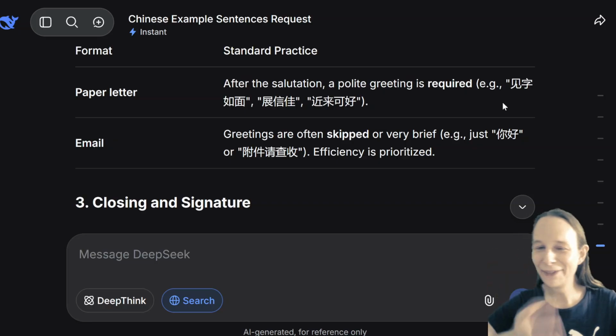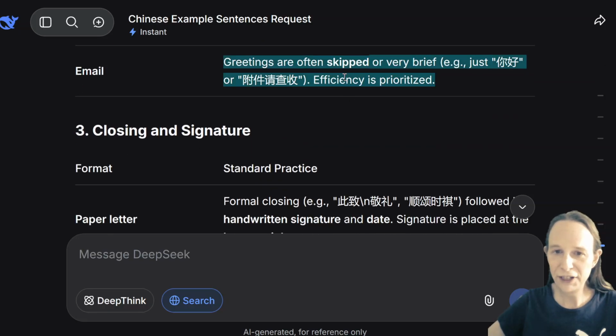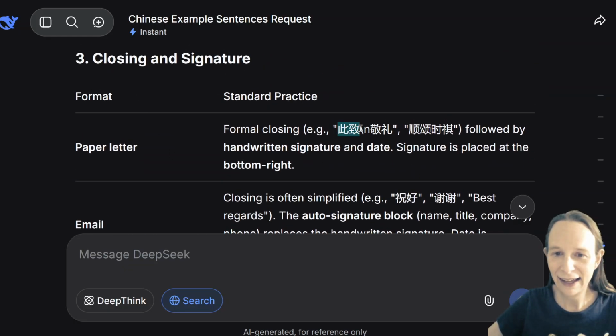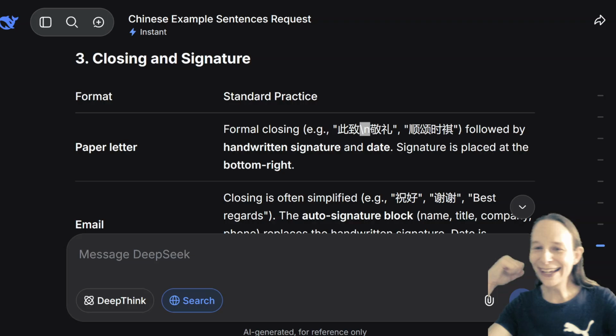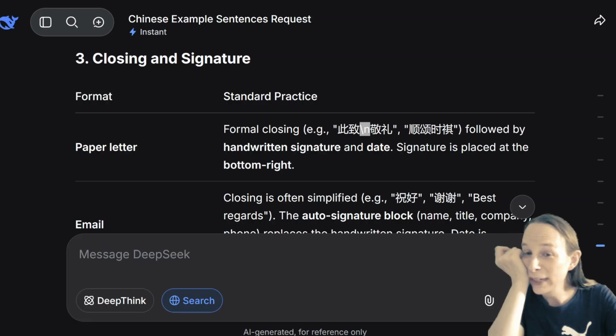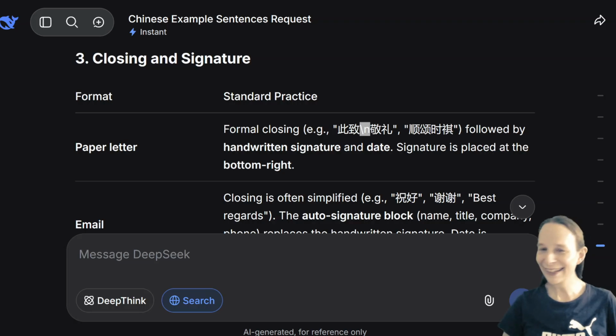What are these things? It's like a different language. Email greetings often skip, very brief. 你好. 附件请查收. Efficiency is prioritized. All right. Paper letter. 辞职经理. Oh. Wait, is the AI using /n to indicate a line break without actually putting a line break there? That's honestly quite clever. That's really quite clever, I think. Do you not find that clever? I don't know. That's really clever.